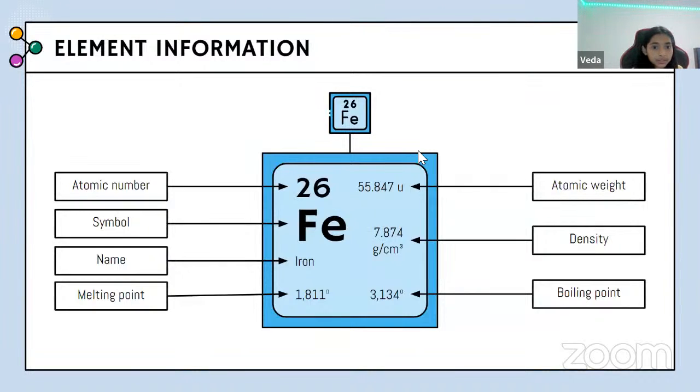In the periodic table, it's actually kind of simple. The atomic number is the number it has on the periodic table. The symbol or the initials. The atomic weight will be on the right-hand top corner. The density, the boiling point, will be on the left-hand bottom corner. The melting point will be on the right-hand bottom corner. The name would be under the symbol or the initials.